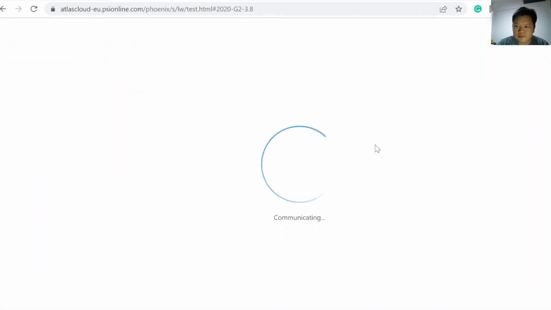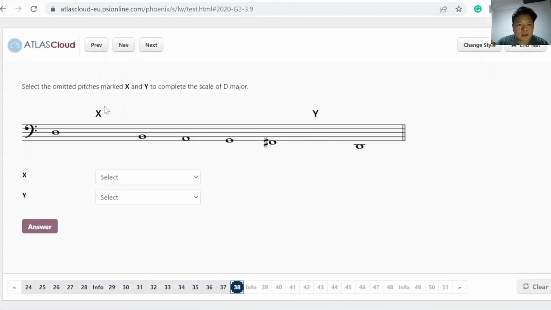Next. Okay, you have to put the sharps here, which is D major. We start from behind here. This is a D. D goes up to E, so this is E. F sharp, G, A, B. Then this must be a C sharp. Take note, because D major has F sharp and C sharp.